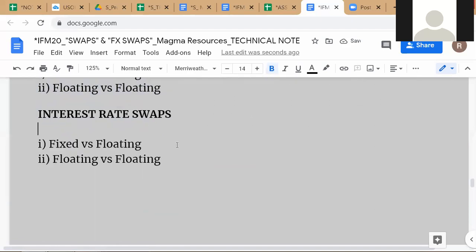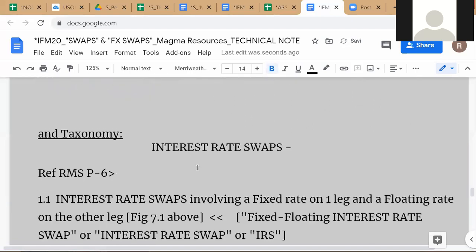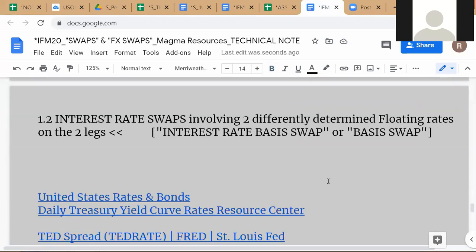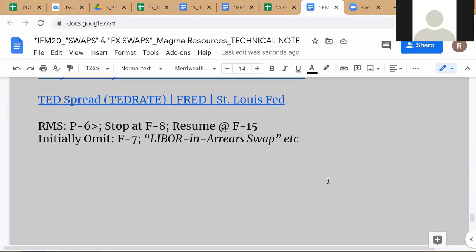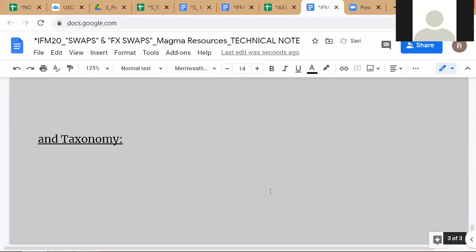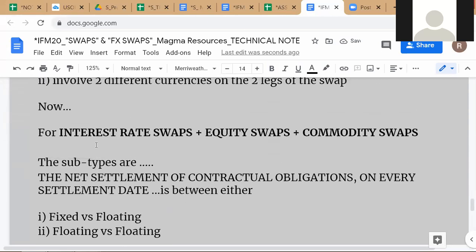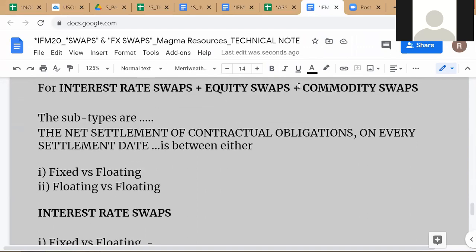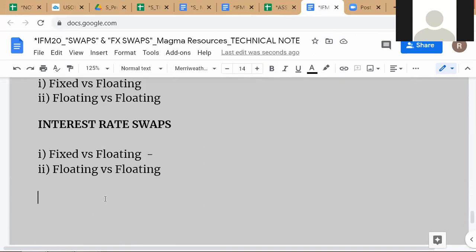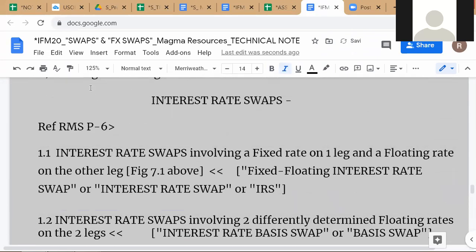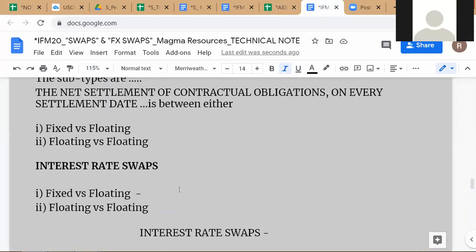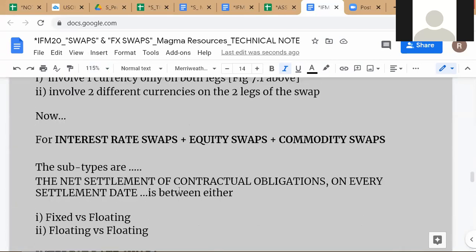Interest rate swaps, fixed versus floating. Now we start referring to interest rate swaps. Yeah, so this material goes in here. We have made the statement that all these three types of products will have these two subtypes only. Now we are going to have a detailed discussion on interest rate swaps, because these are the most common. Interest rate swaps, we'll have a detailed discussion on interest rate swaps.